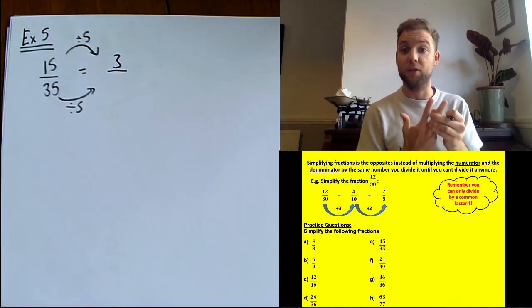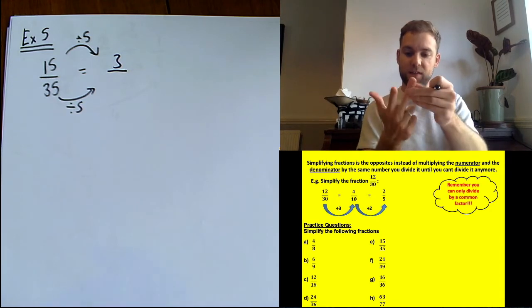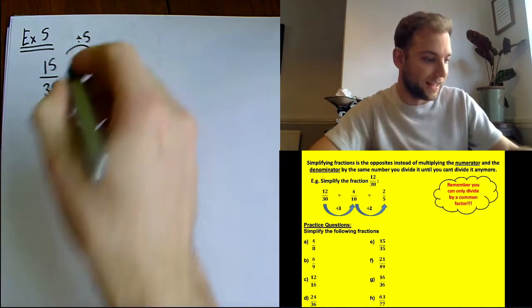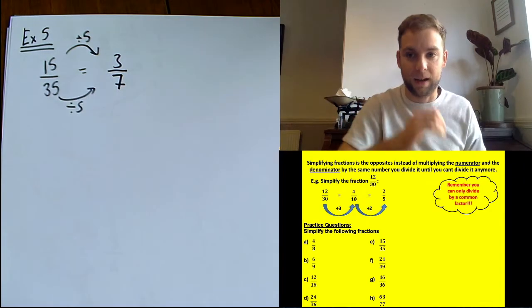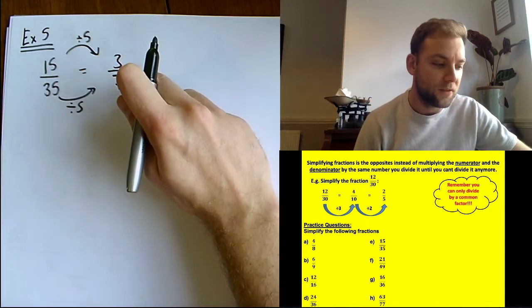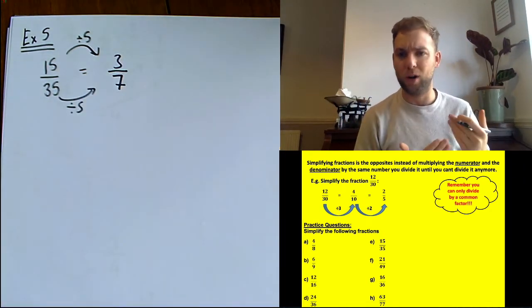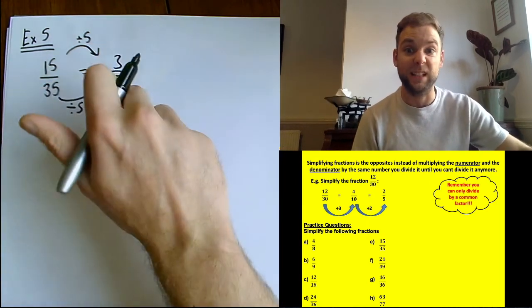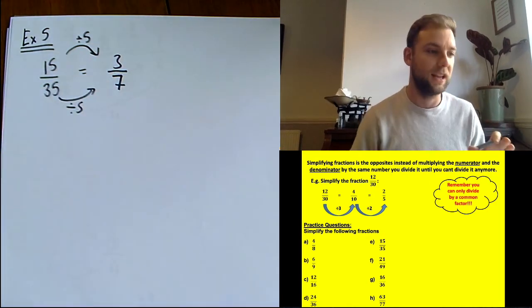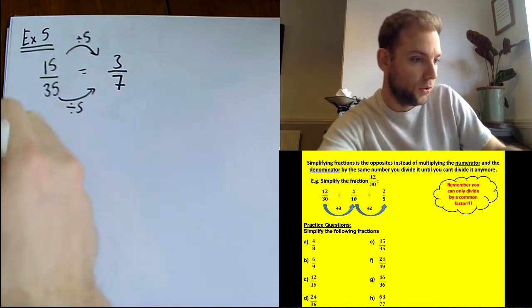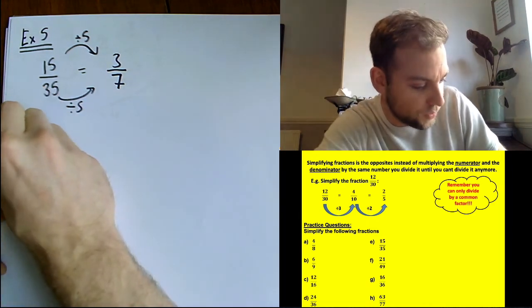And how many times does 5 go into 35? 5, 10, 15, 20, 25, 30, 35. So, that's 7 times there like that. Does anything go into 3 and 7? Well, no, it doesn't. They're both prime numbers. So, the only things that go into them is 3 and 7 and 1. So, we're just going to leave that one there. Brilliant. So, this next one, example 6.